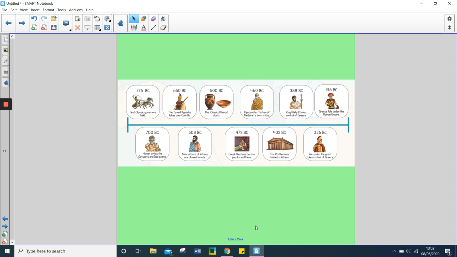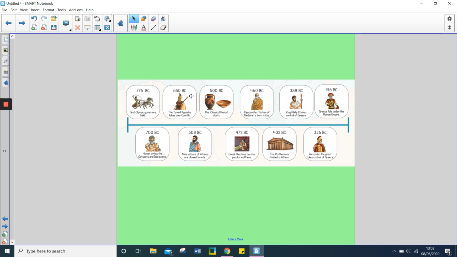So let's just take a little look at this Greek timeline that I've made for us. So let's look at this end first, because this is BC, before Christ was born. This end started first because it's got the bigger numbers. It happened longer ago. 776 BC, the first Olympic Games are held. 700 BC, Homer writes the Odyssey and Iliad poems.